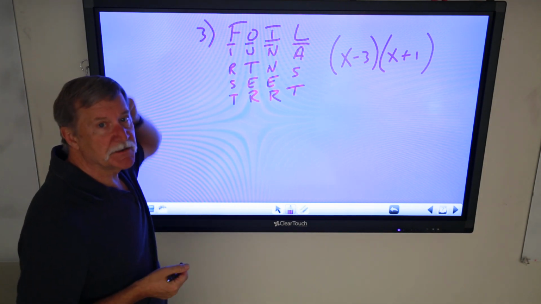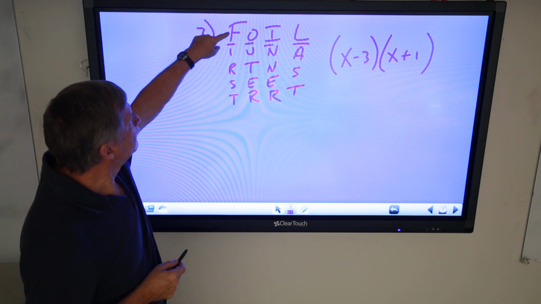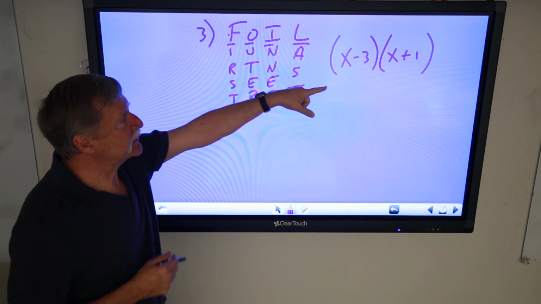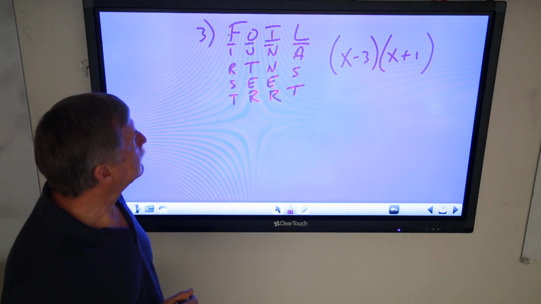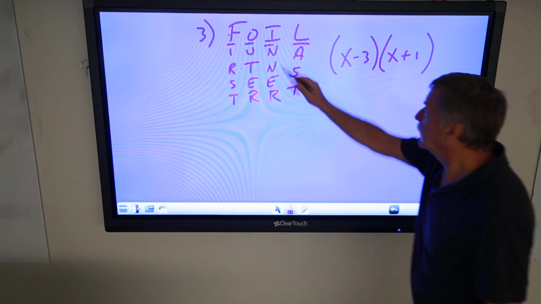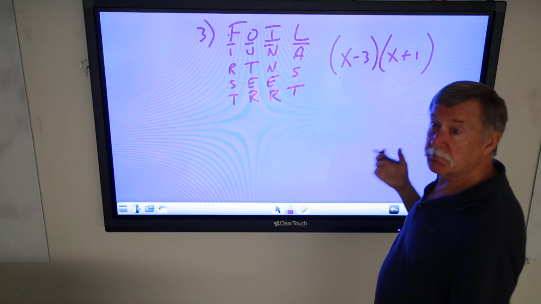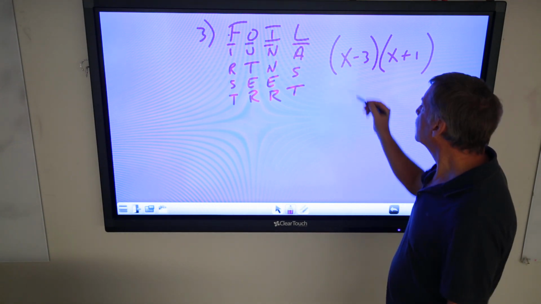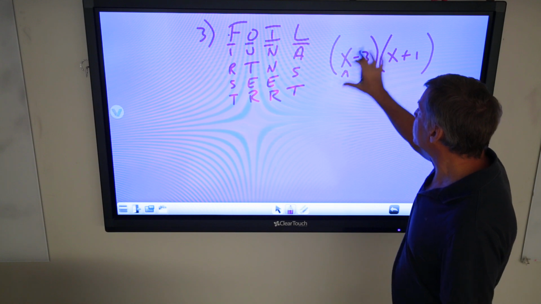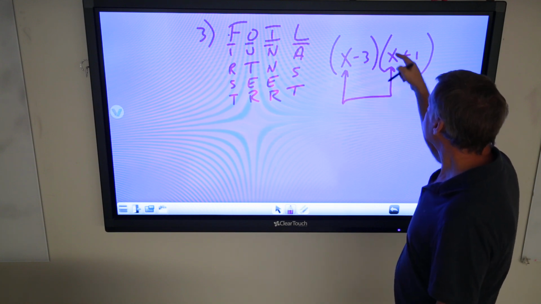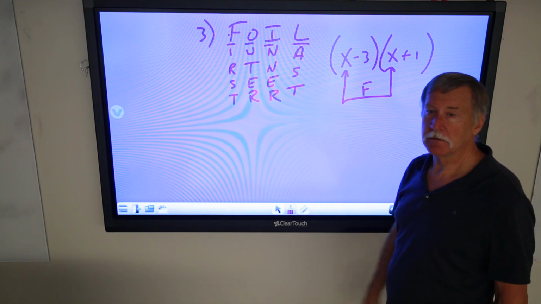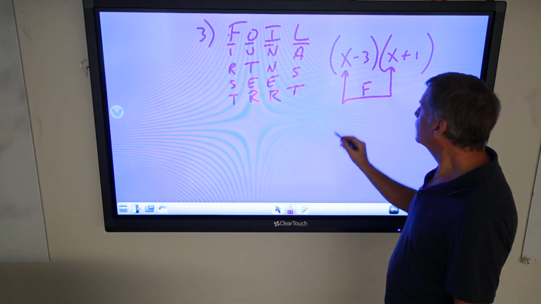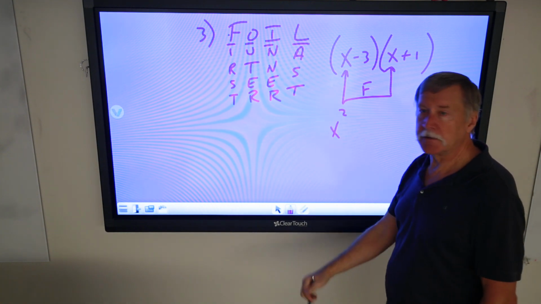But FOIL, as you might suspect, is an acronym. It stands for first, outer, inner, last. And that's talking about these terms here, all right? We talk about first, F. It's just a way to remember the procedure here, all right? First means first term times first term. So I've got here, that's the first term in this binomial, times the first term in this binomial. There's F, all right? And we see that x times x, first times first, we knew that in our head, that's x squared, right? All right?